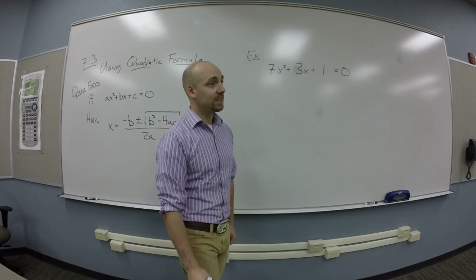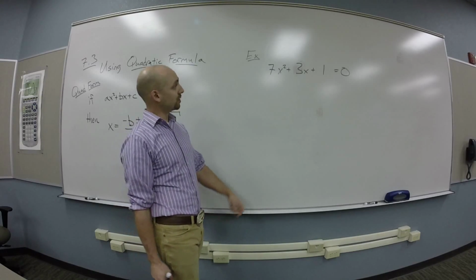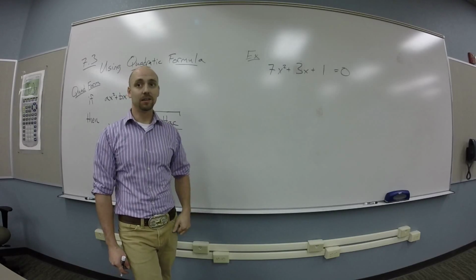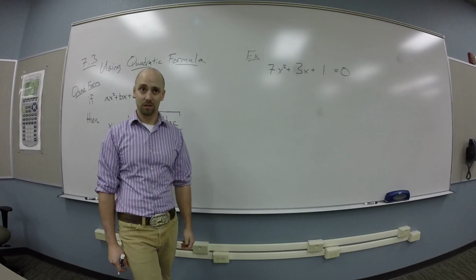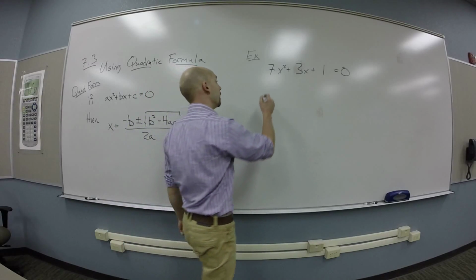But this is an easy quadratic formula problem because all I have to do is get everything to one side. Then you can just plug in. You have to find A, B, and C. So what are A, B, and C?